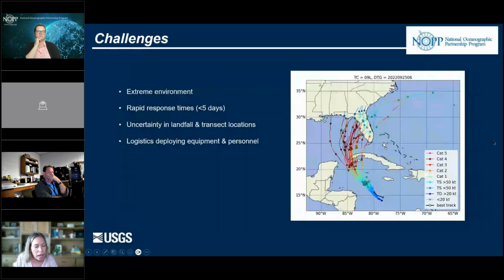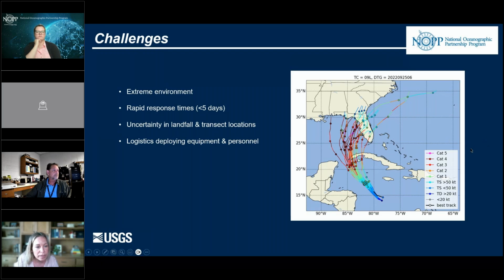Just quickly touching on the obvious challenges for our group, we're working in this extreme environment where it's already notoriously difficult to deploy instruments in the nearshore region, let alone have them withstand hurricane forces and stay in place during a storm. And then we're trying to deploy those rapidly. Typically we have less than 5 days to make a plan, mobilize, deploy, and get our team back out safely. So there's just not a lot of time to deploy these instruments.